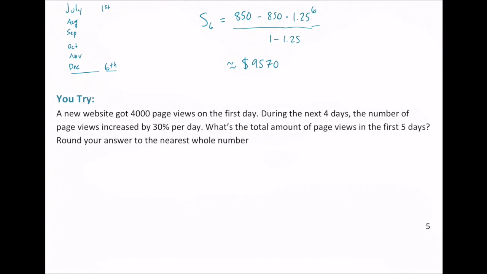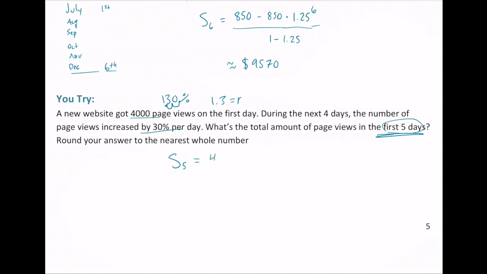Okay. On the first day, a website got 4,000 page views, and during the next 4 days, page views increased by 30% every day. So our common ratio is 130% turned into a decimal, so that's 1.3. So what's the total amount of page views in the first 5 days? This is what we're trying to find. So S sub 5, we want the sum from the first 5 days.